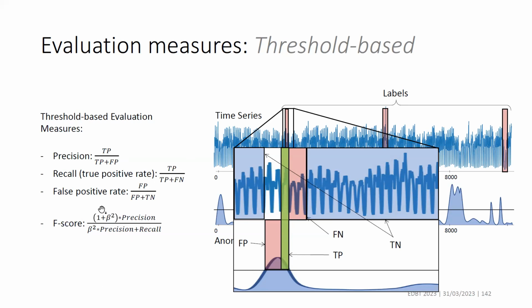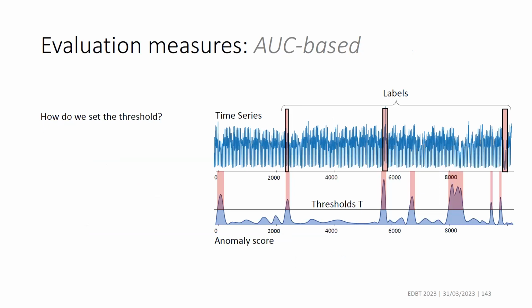Okay, so these are very well-defined, well-studied measures, not only for time series, but for classification, anomaly detection, and also for time series. So we can use them. But here the problem is, how do we define this threshold? This threshold is not something easy.